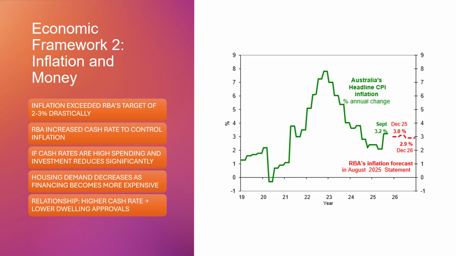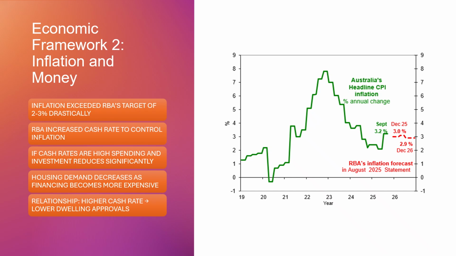The second framework I'll be discussing is inflation and money. The RBA generally aims to keep inflation within its target range of 2 to 3%. However, following the COVID-19 pandemic, as we know, inflation became a major talking point, as it rose significantly above this target range. As we can see in the graph, from 2022 to 2023, it went above the 7% mark, nearly up to 8%. This is when the RBA increased the cash rate beyond 3 to 4% to reduce these inflationary pressures.